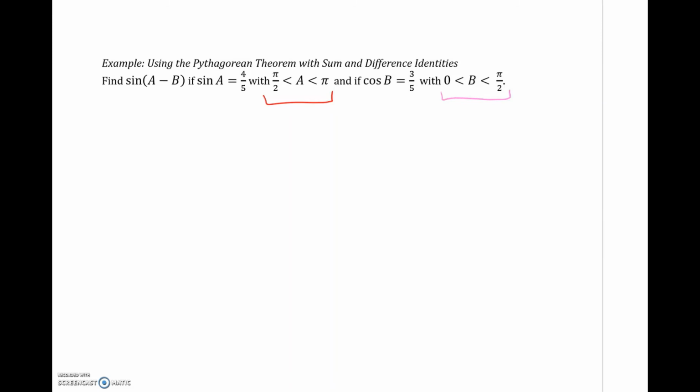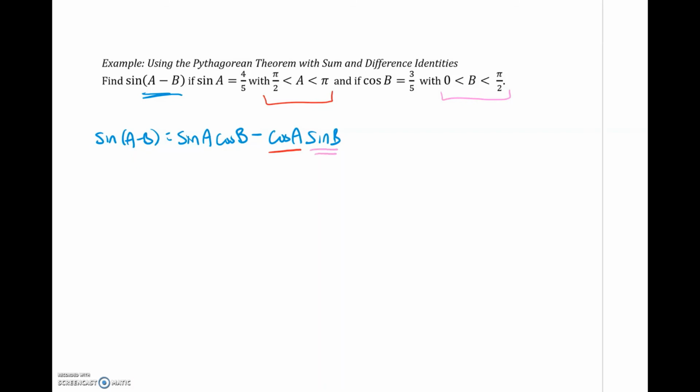But you'll notice, hey, we're still starting off with a difference identity. We're still looking for sine of a minus b. So remember, sine of a minus b is equal to sine of a times cosine of b minus cosine of a times sine of b. So when we looked at this, we'll notice we actually have two missing values. We don't actually know what cosine of a is, right? I know sine a is 4/5, but what's cosine a? And similarly, I don't know what sine of b is. I know cosine b, but I don't know sine b.